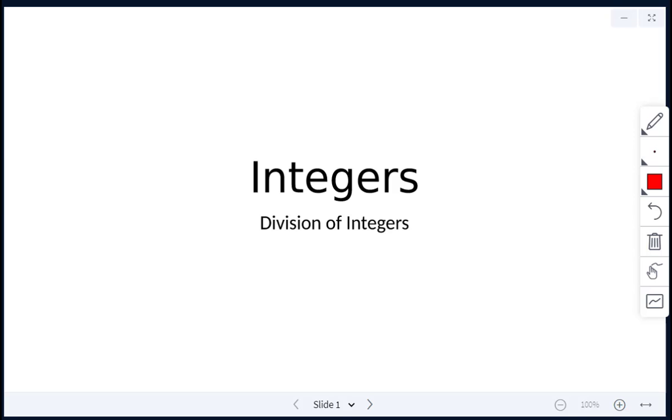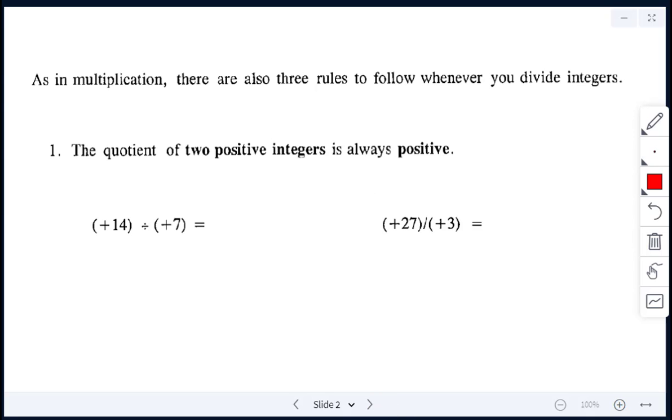Okay, today's lesson is on division of integers. So just like multiplication, there are 3 rules to follow whenever you divide integers. Firstly, a reminder: when you divide, the answer is called the quotient. When we multiplied, the answer was called the product. Here we'll be talking about the quotient because we are dividing integers.